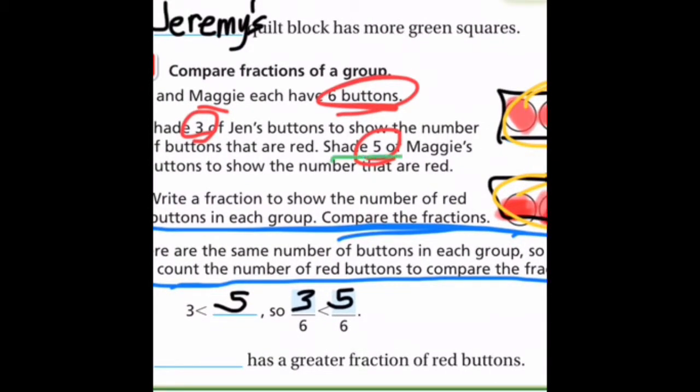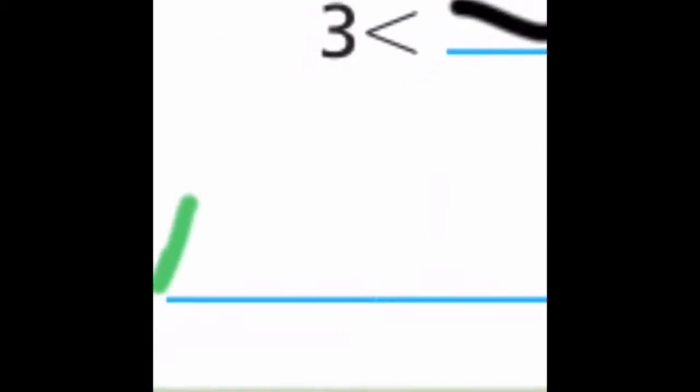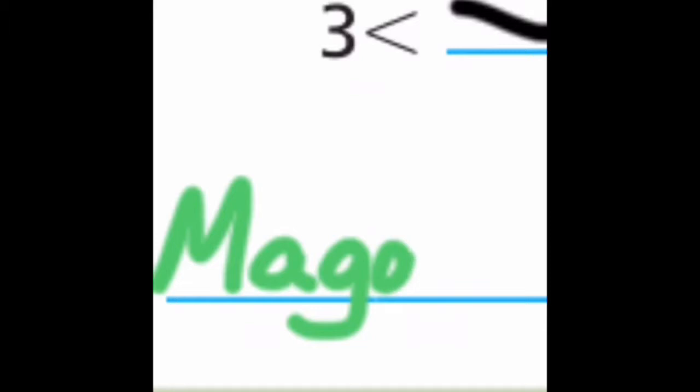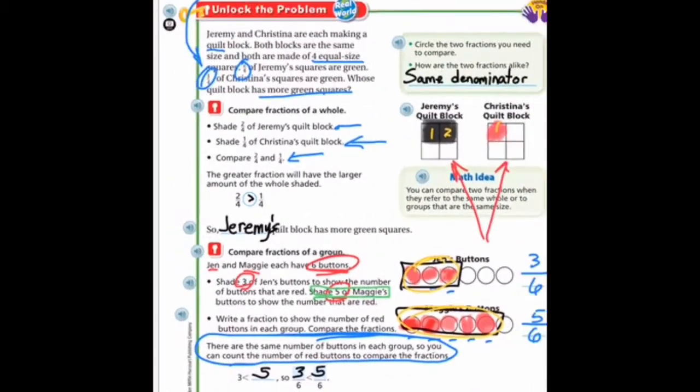Maggie had 5, so she had 5/6. She has a greater fraction of red buttons. So Maggie has a greater fraction. Maggie, M-A-G-G-I-E. Maggie has a greater fraction of red buttons.